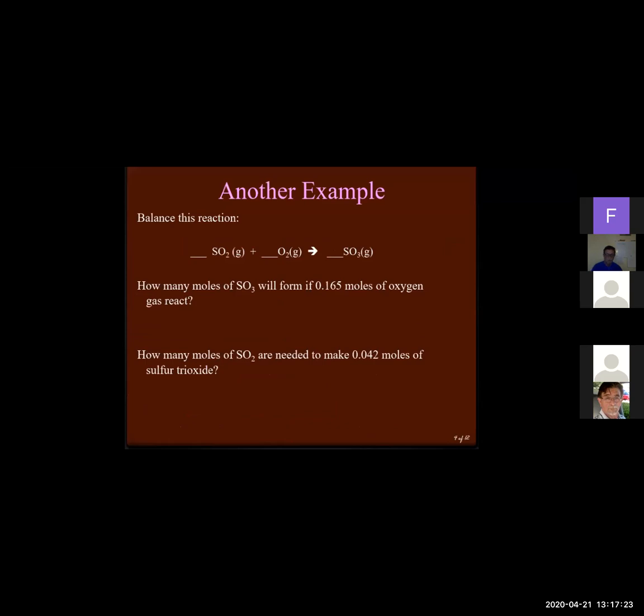Let's do a couple more. So you may be given an equation here, and you kind of have to balance it. This is where you take some of the work problems in the worksheet and practice. A lot of balancing is in mathematics. Like mathematics, you require a little practice.